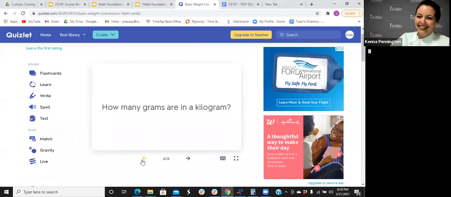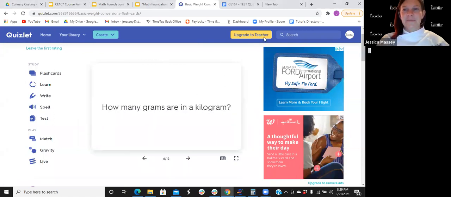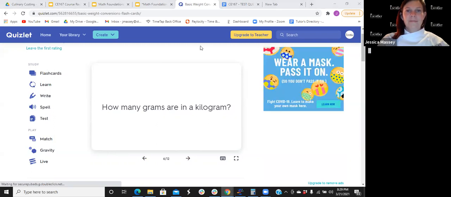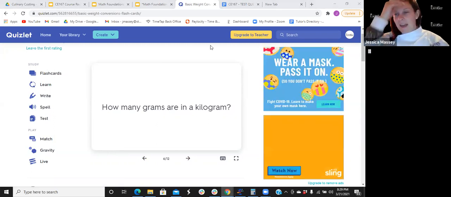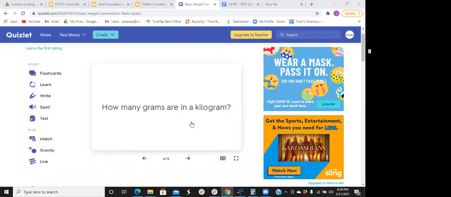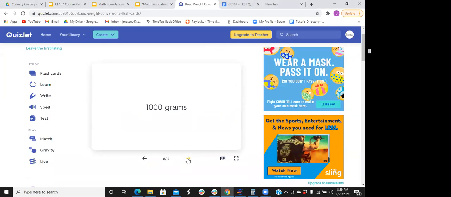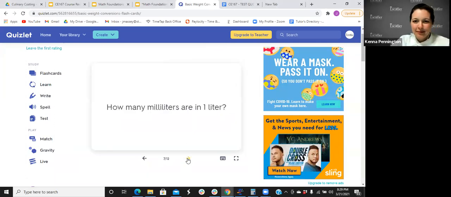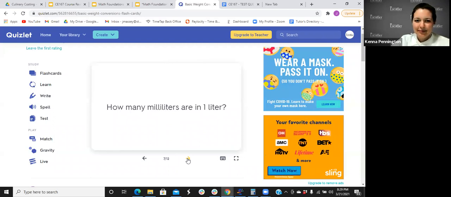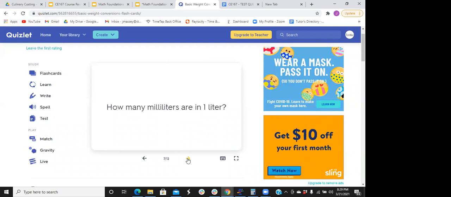How many grams are in a kilogram? I think these are the easiest. Perfect. Yeah, 1,000. How many milliliters are in a liter? A thousand, I think. Exactly. Nice job.